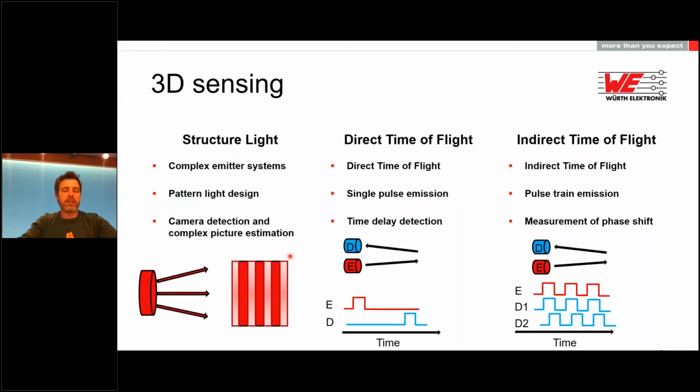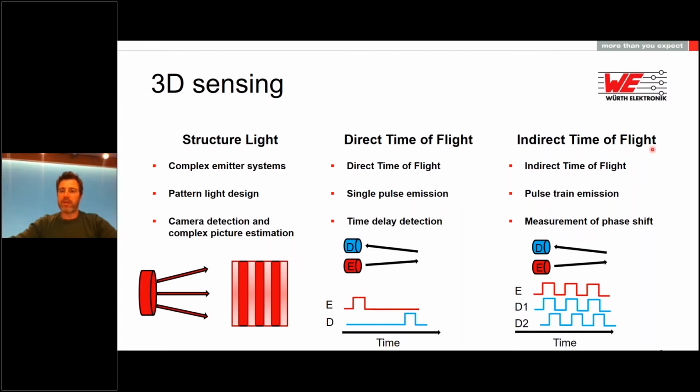What is time of flight? Time of flight usually uses the speed of light and the emission and detection of light, and how much time is needed for the light to go and come back from an object, to measure the distance. As we can see, with direct time of flight, we use a short pulse which is sent out from the emitter. It is reflected from an object and returned to the detector. Measuring the time difference between the emitter and detector, we can measure the distance between emitter and object.